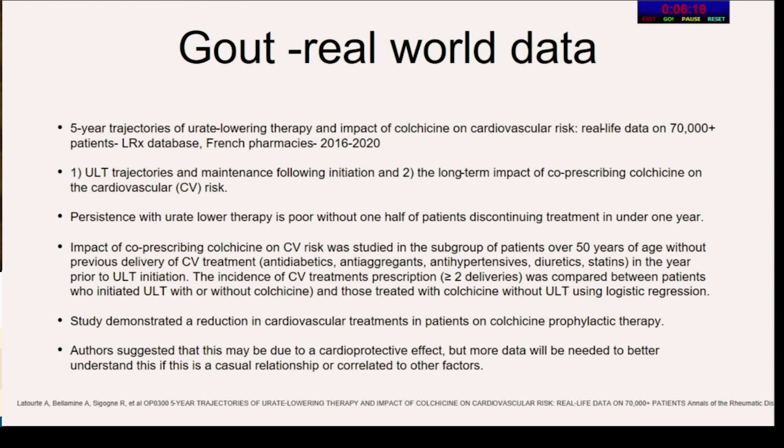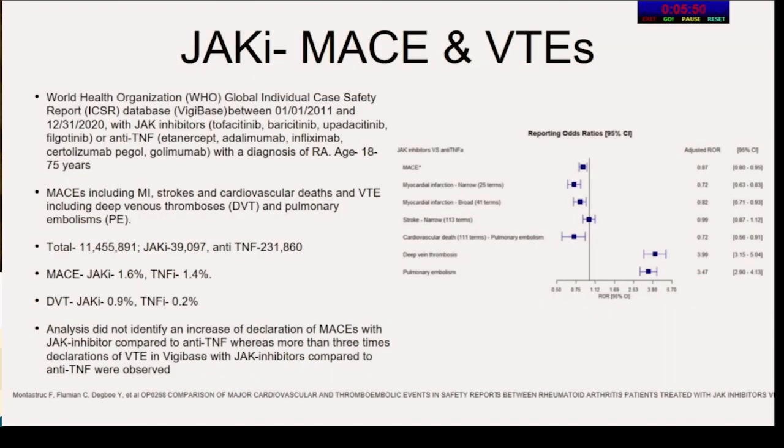What was found in this was something that we already know. One, urate lowering therapy compliance is poor, with almost half of the patients discontinuing treatment under 1 year. The second most important, the study also demonstrated a reduction in cardiovascular treatment in patients on colchicine prophylactic therapy. So this obviously needs further data and further trials, but there could be a cardioprotective effect of colchicine therapy as per the data that we have.